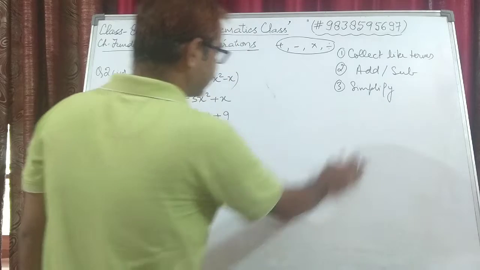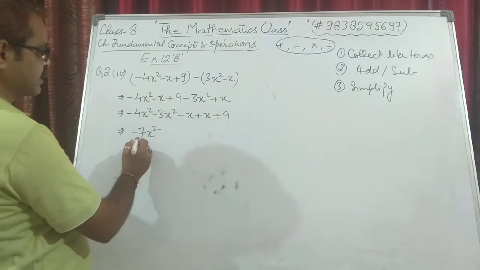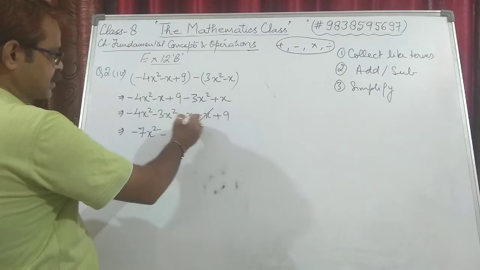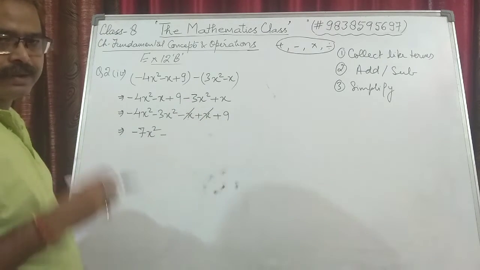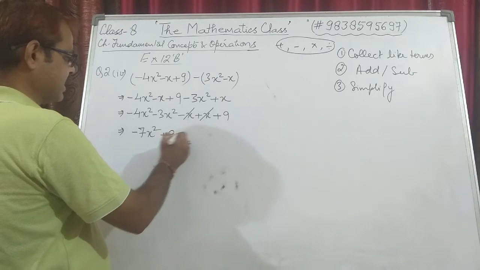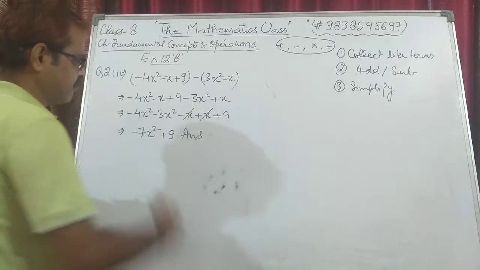This has been explained in the previous chapters. So minus 7x square, and then minus x and plus x will cancel each other. Both of them are equal and they have opposite signs. So what is left? Only plus 9. So we'll write plus 9, and that is the final value.